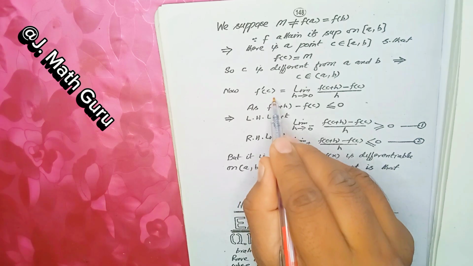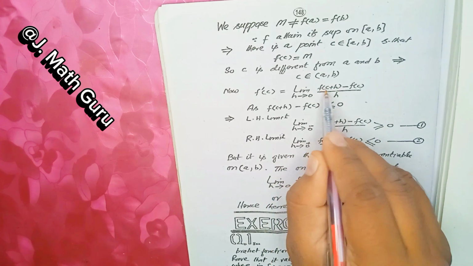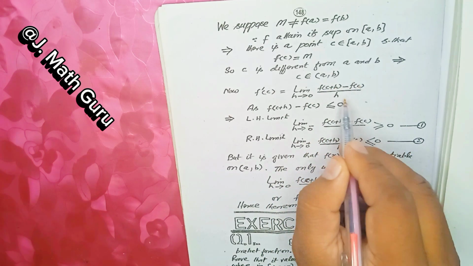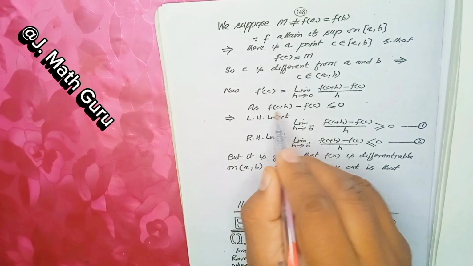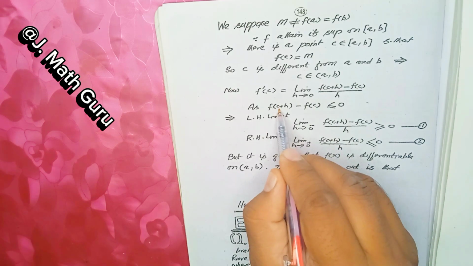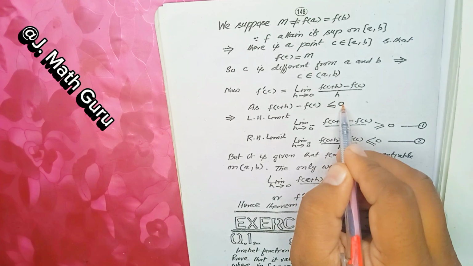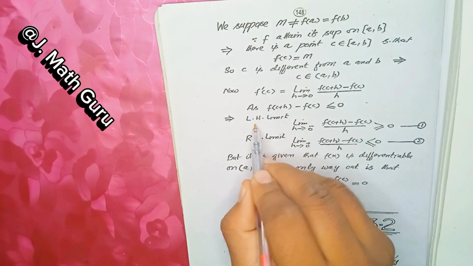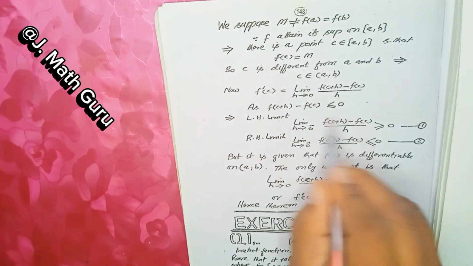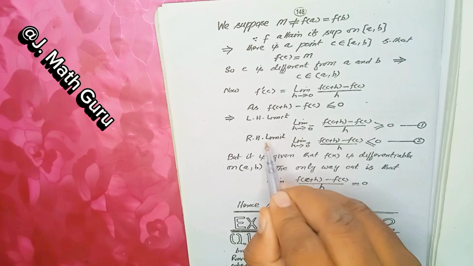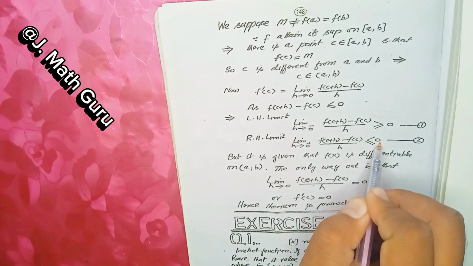By the definition of the derivative, the limit as h tends to 0 of [f(c + h) - f(c)] divided by h. We know that f(c + h) - f(c) is less than or equal to 0. If we take the left hand limit, then the result of this function is greater than or equal to 0. If we take the right hand limit, then the result of this function is less than or equal to 0.